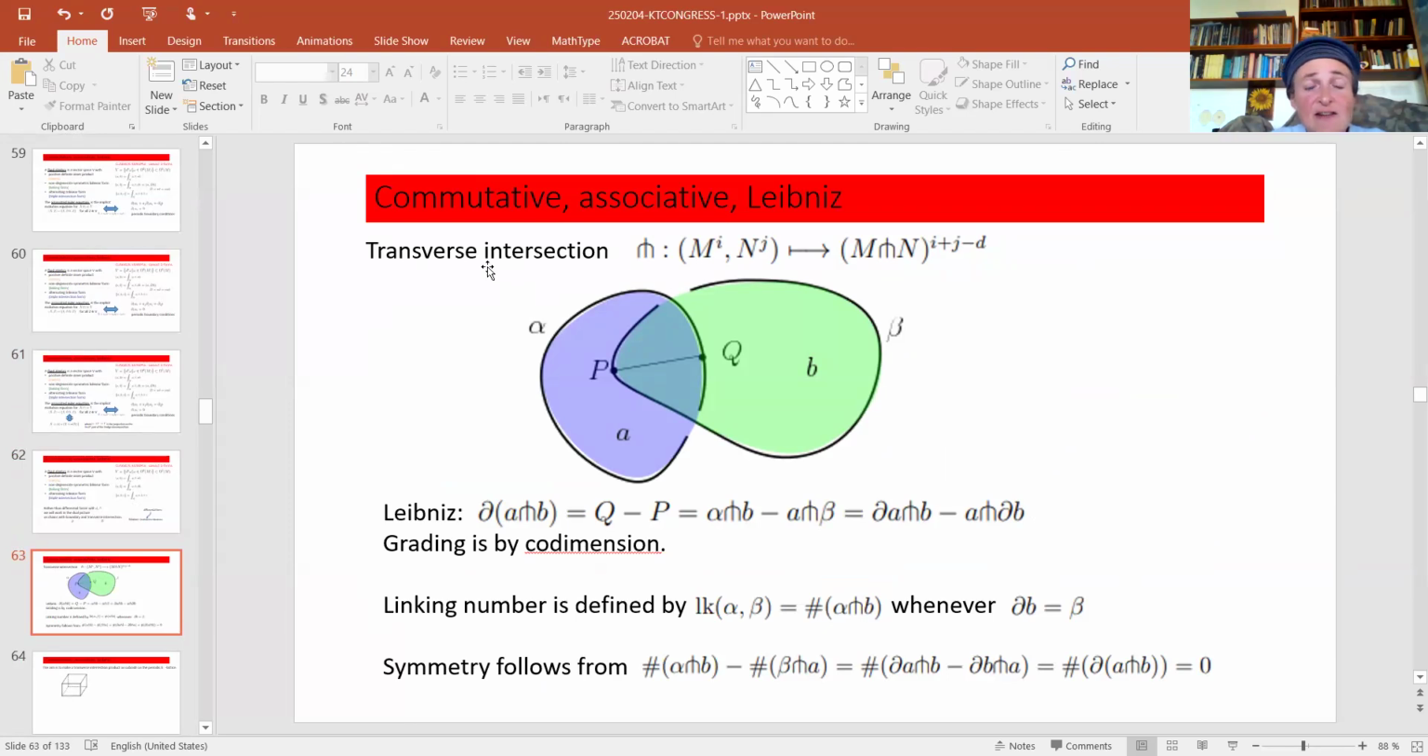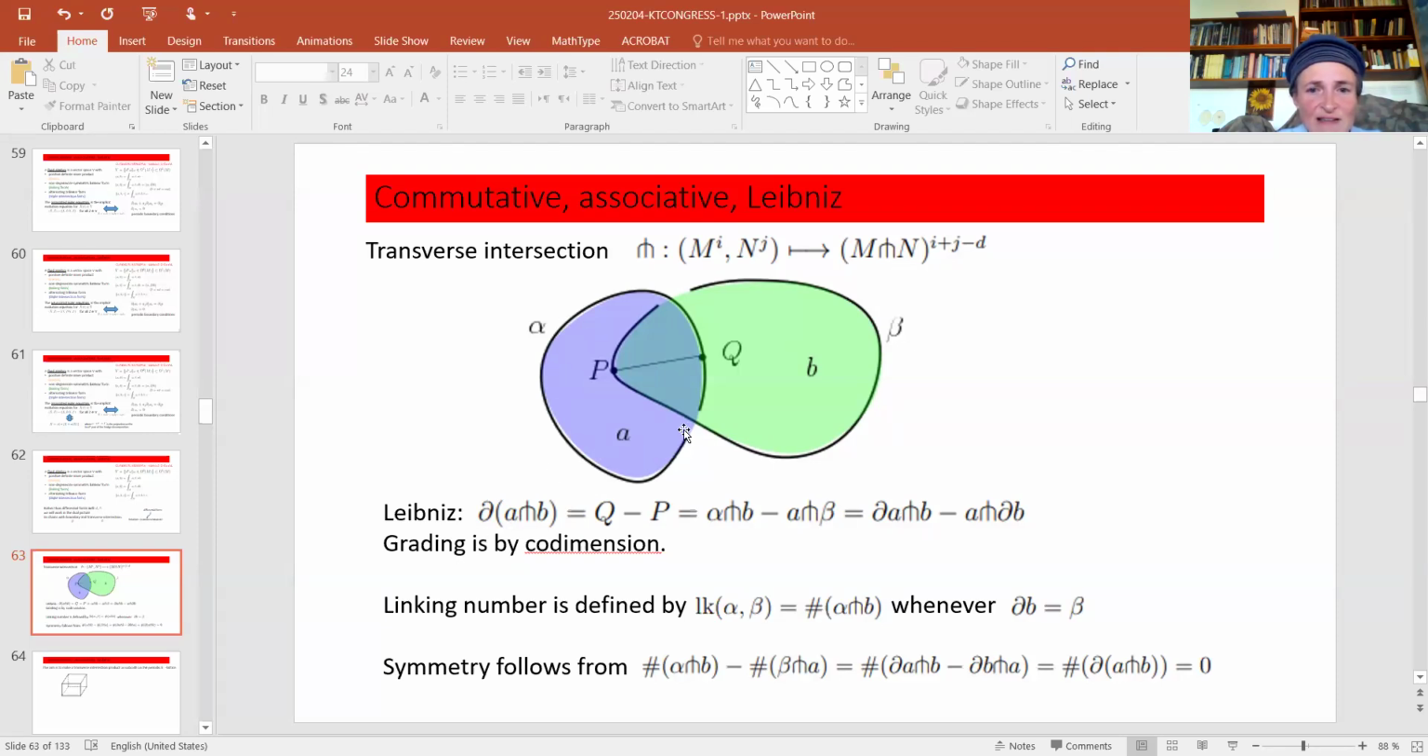And instead of wedge, we'll be thinking about transverse intersection. So if you have two manifolds in n-dimensional space, i and j dimensional, then if they intersect transversely, their intersection should in principle be i plus j minus d dimensional. So this picture shows you naturally Leibniz.